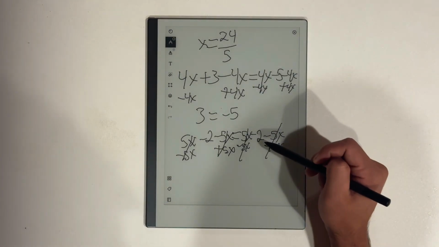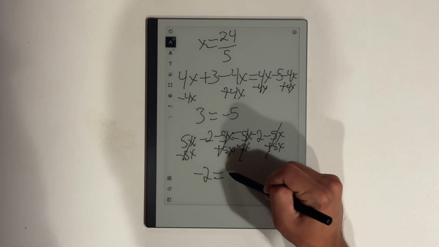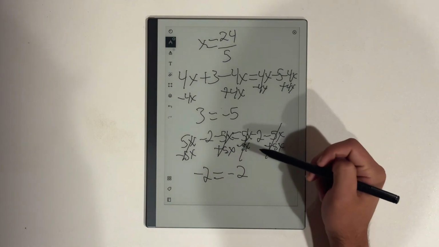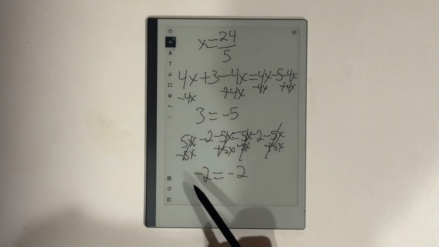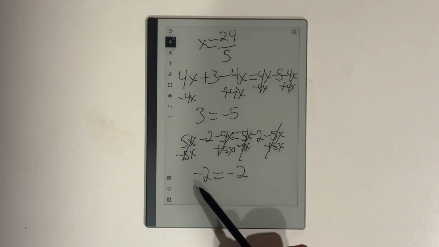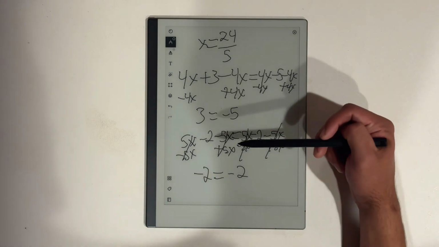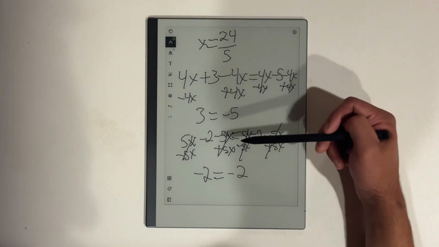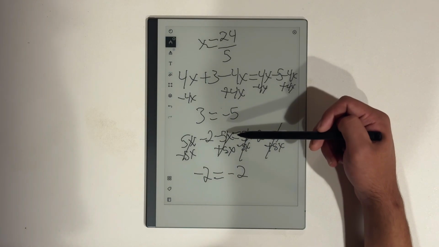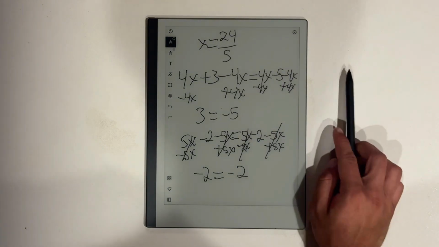So now you'll have negative 2 equals negative 2. And so with that being said, negative 2 equals negative 2, obviously. So what it's basically saying is that all the x's are going to be equaling negative 2. So it's infinitely many solutions.